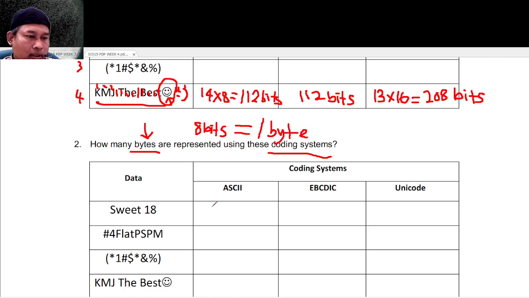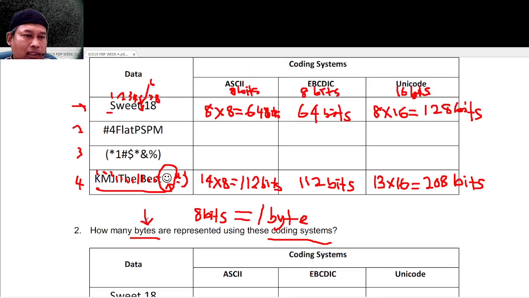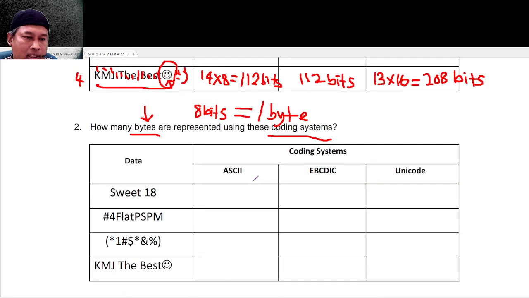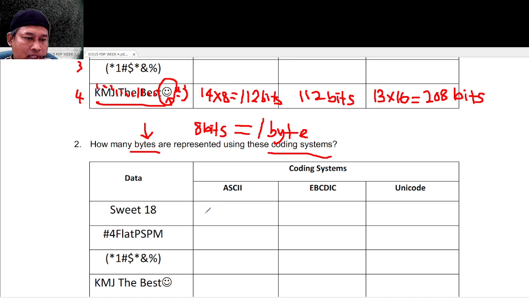So for sweet in bit you counted 64, isn't it? 64 bit. Now divide by 8. Why divide by 8? Because 1 byte is 8 bits grouped together. Okay, you must remember. So 64 divided by 8 equals 8.